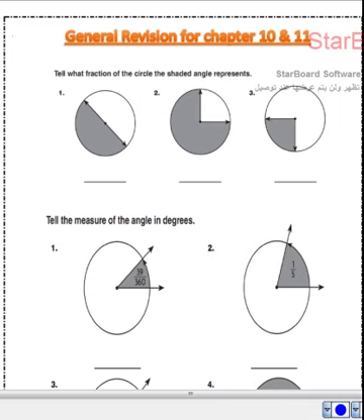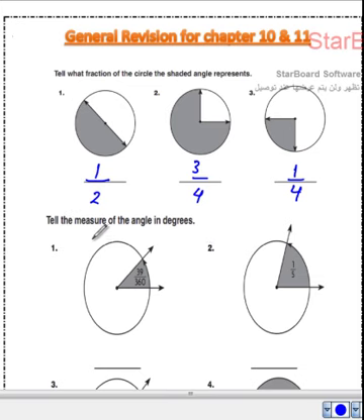As you see in the first question, you should tell me the fraction that represents the shaded part. What is the fraction here? Great, 1/2. The second one is, good job, 3/4. And the third one is, excellent, 1/4. It's an easy question. Let's go to the next.